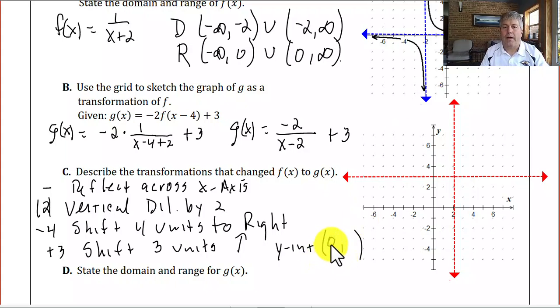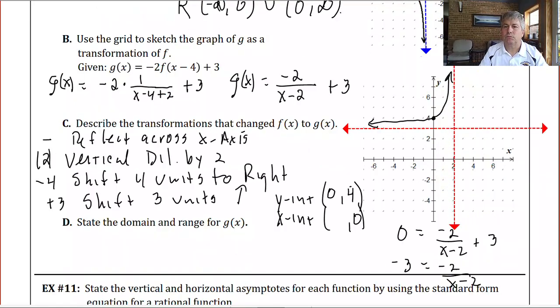So for our y-intercept, I'll put 0 in for x and solve for y. So I get negative 2 over negative 2, which is just 1, plus 3 is 4. So our y-intercept is going to be at (0, 4), and that'll give me the graph in our second quadrant. And then when I find the x-intercept at (something, 0), then I'll be able to do my graph down in the fourth quadrant.